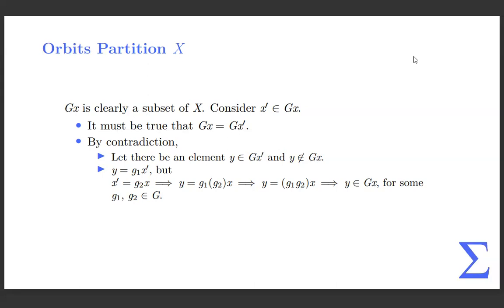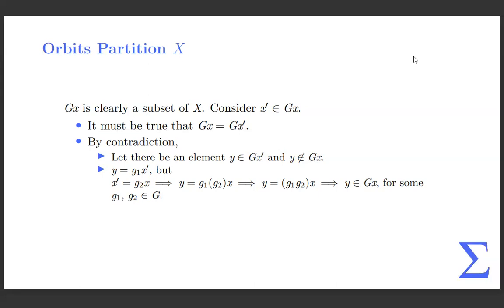So how did we get Y? We got it by doing some G1 on X prime. That's the definition of an orbit. But X prime itself is a part of the orbit of X, so we can write it as some G2 times X. But that means Y is G1 times G2 X. And this is where all those properties become useful, where I can turn G1 times G2 X into G1 G2 times X, which means Y is actually in G of X. So the orbits partition the set.